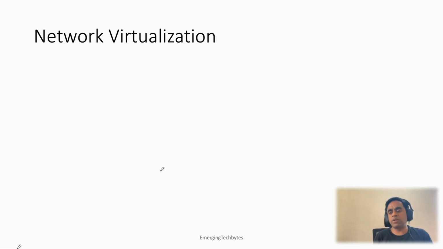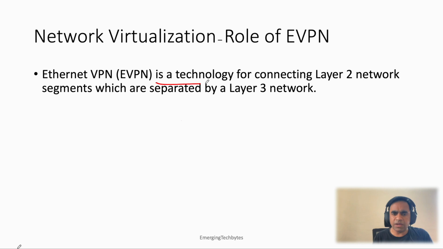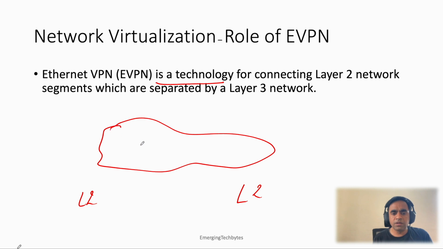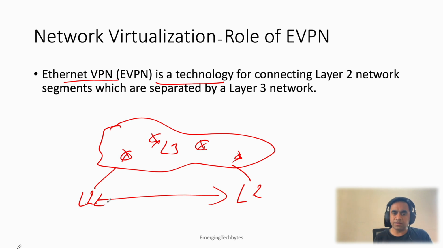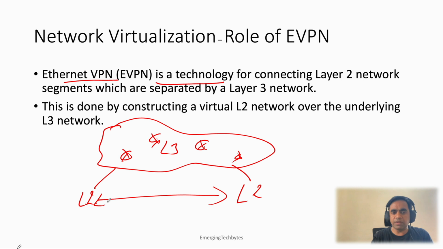Now in this network virtualization, what exactly is the role of EVPN? EVPN is actually a technology, and again, I'm just covering the definition here. We will go back to our concept slides after this. Let's say you have your layer 2 network here, you have your layer 2 network here, and in between you have your WAN, or some sort of L3 network. With the help of this technology, you can connect these two as if they are directly connected. That is what EVPN is. You basically construct this L2 network over this underlay of layer 3 network.